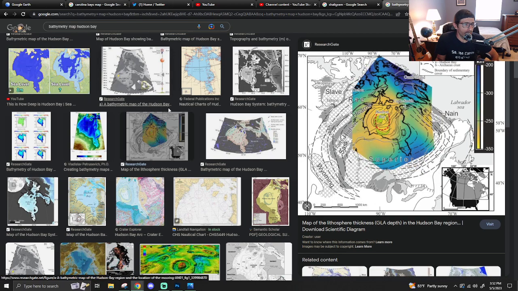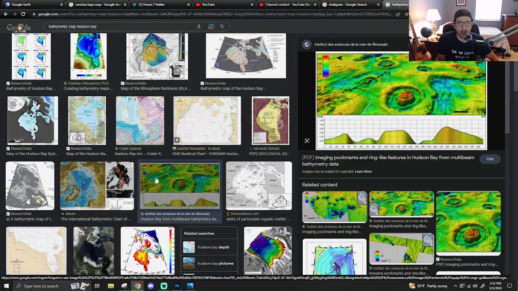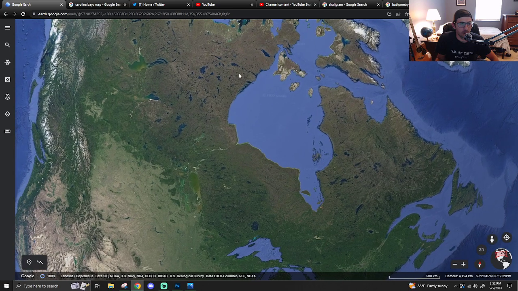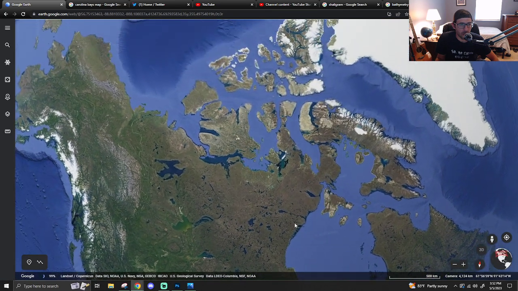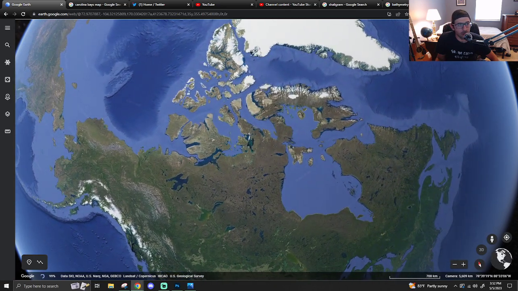And they don't all show that kind of a feature. I wonder, whoa, what the? Imaging pock marks and ring-like features in Hudson Bay. Northwest to southeast. Northwest to southeast, going this way. Where's that thing I just saw? I wonder, northwest to southeast.